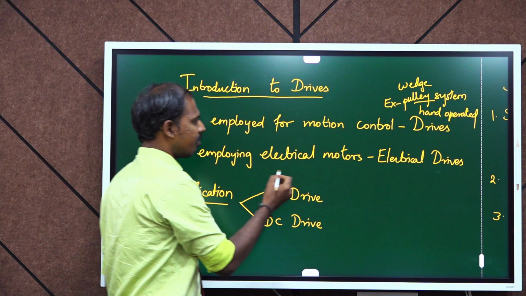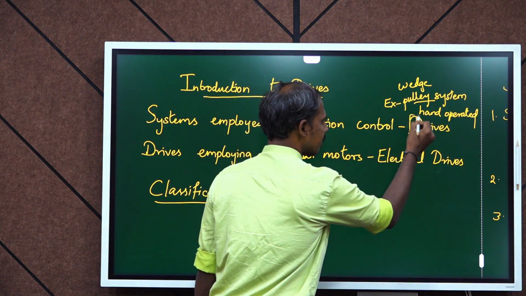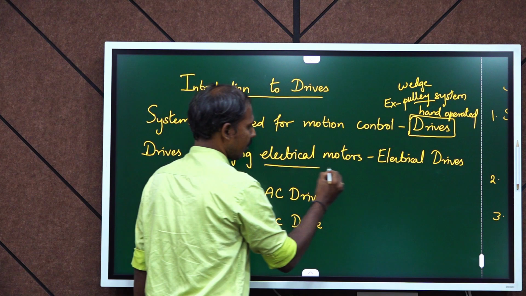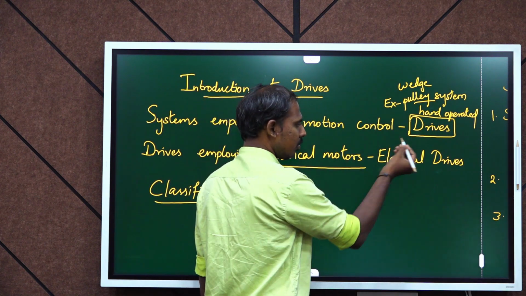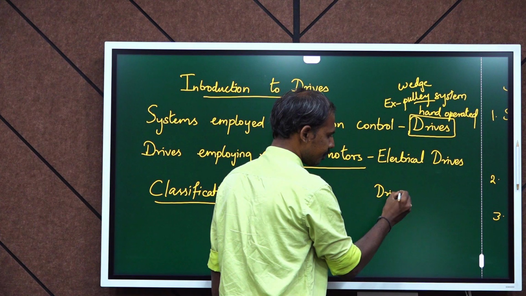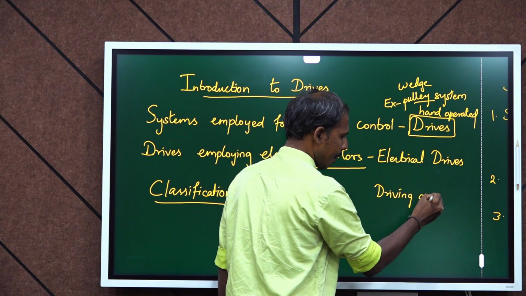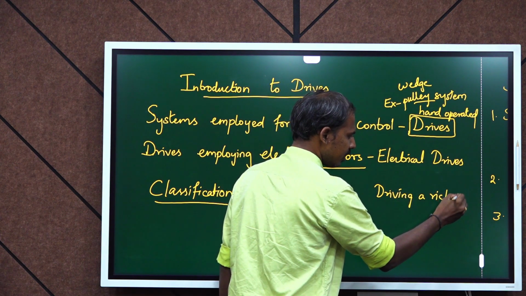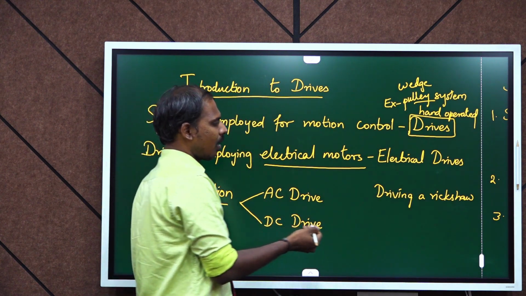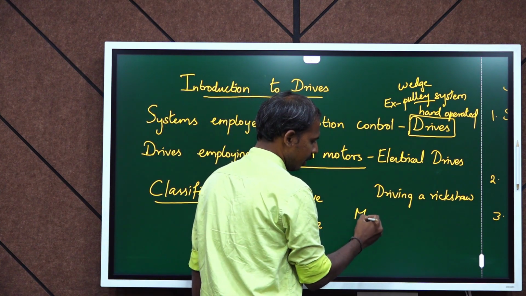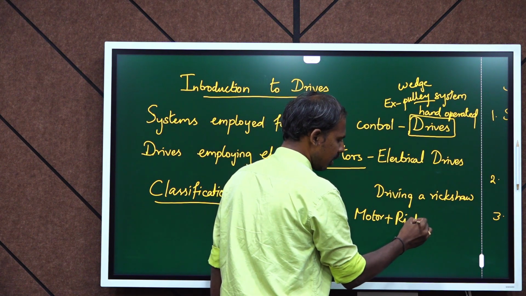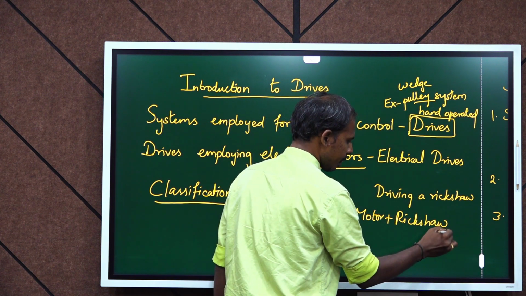Now if I am incorporating this drive with the help of an electrical motor. So the other modern example is driving a rickshaw. I am driving a rickshaw. So I have to pedal it. Now if I am incorporating a motor, you call it an auto rickshaw or motor rickshaw.